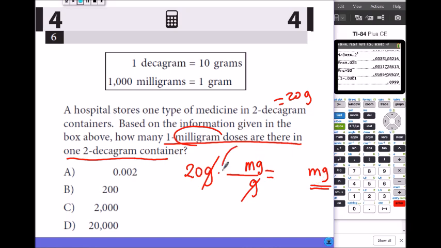So then now you have to look at the units. So 1 gram equals how many milligrams? 1,000. So 20 times 1,000 adds 3 zeros to 20, so it will be a D.